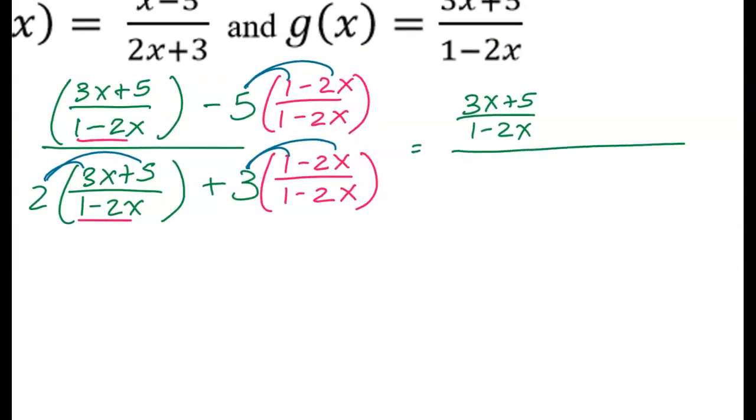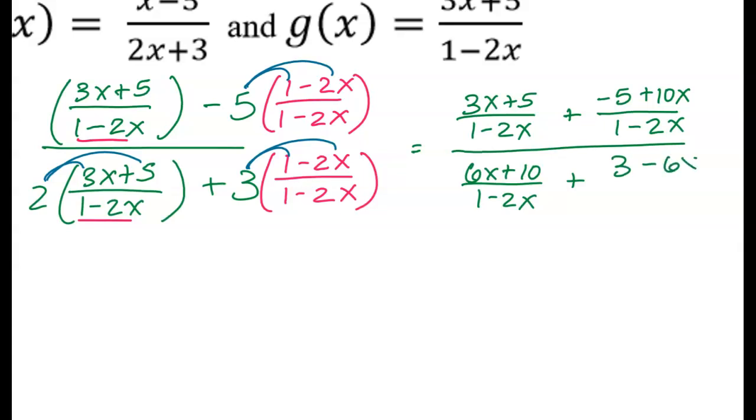Now I'm going to go ahead and distribute that 5 as a negative 5. I'm going to distribute the negative as well, meaning between these two fractions becomes positive, and I have negative 5 plus 10x. I do this just to make sure that I'm not screwing up my negatives in the end, because that'll be the most commonly missed part of this whole thing, if there's a negative, you'll forget to distribute it. Then in the denominator, I'll have 6x plus 10 over 1 minus 2x plus 3 minus 6x over 1 minus 2x.